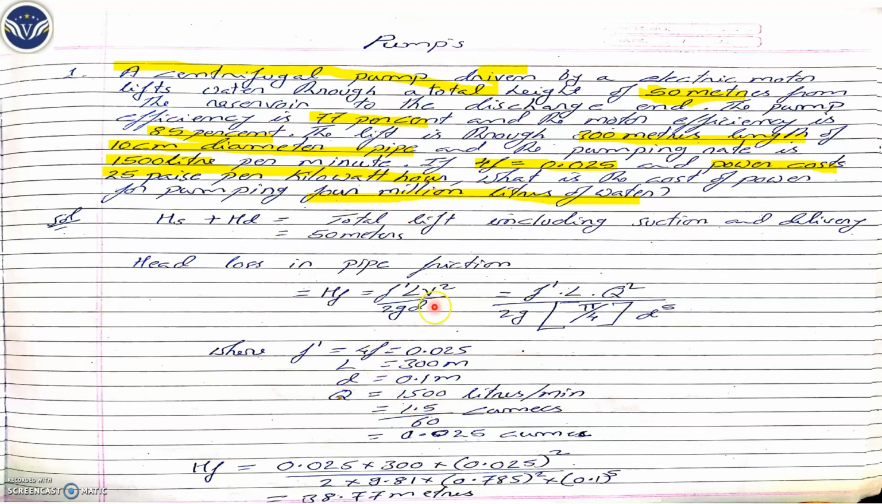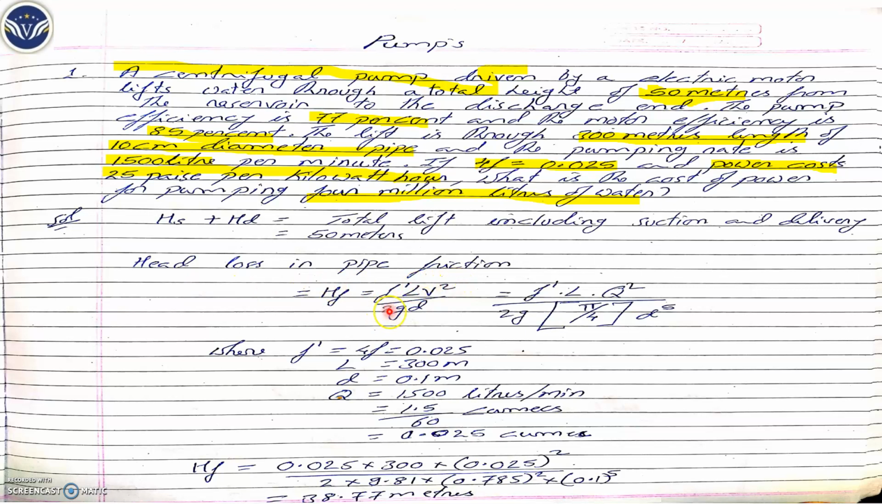So in this problem, what he has said is that the total height, that is 50 meters, consists of HS plus HD. It doesn't consist of HF. Okay. So in the previous part you can see that the total head loss equals HS plus HD plus HF. So you need to find out here what HF is. So HF is nothing but the head loss due to pipe friction.